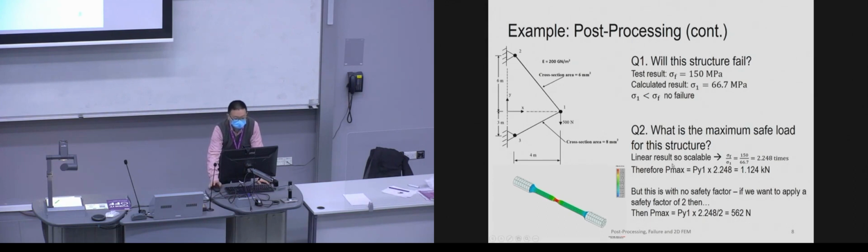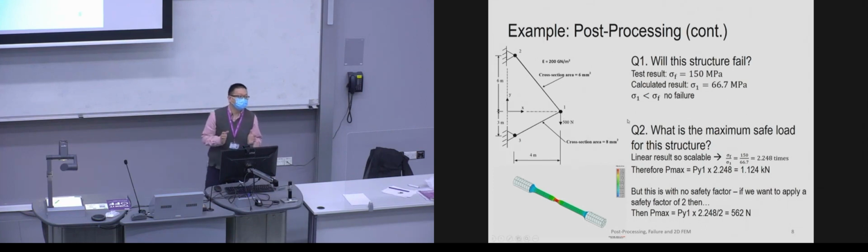As I mentioned here, it's a linear result, so basically the result is scalable. We are able to use the maximum allowed stress and the current stress to find the ratio between them. And then we use this ratio times the current force. That is a linear relationship, right? So we are able to find the allowed maximum force applied on this structure.